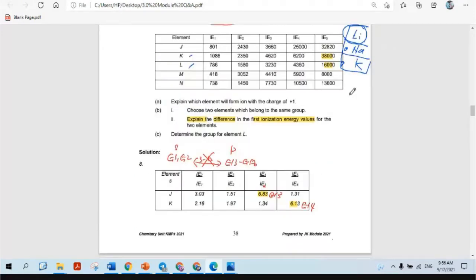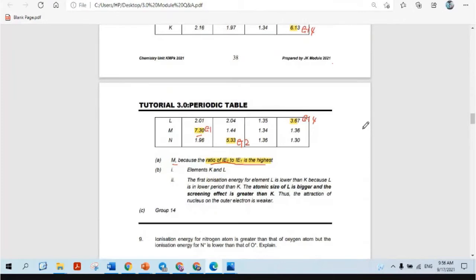Very difficult to explain, right? So now you just refer to here, don't be confused. So K, L, I know the position is like this. Then you can explain lower or higher, up to you. L has lower ionization energy than K because L is in lower period than K. Or you can twist: the first ionization energy for K is higher than L because K is in higher period. Or you can mention the principal quantum number of K is smaller. Then talk about the size, the screening effect, and then the attraction.